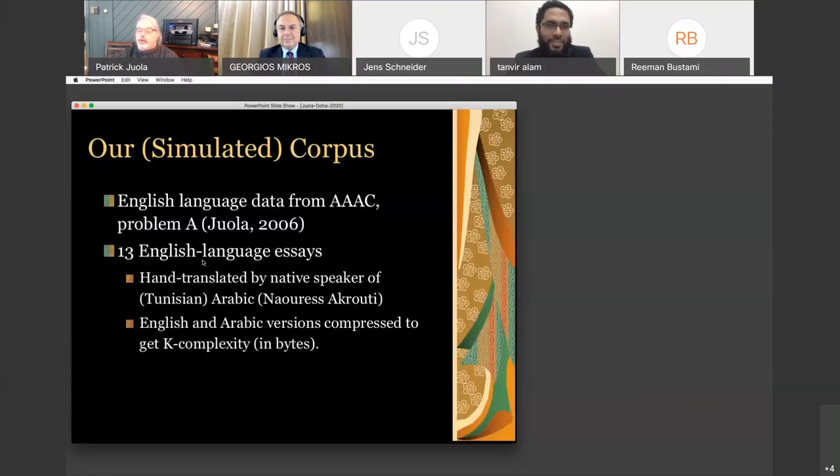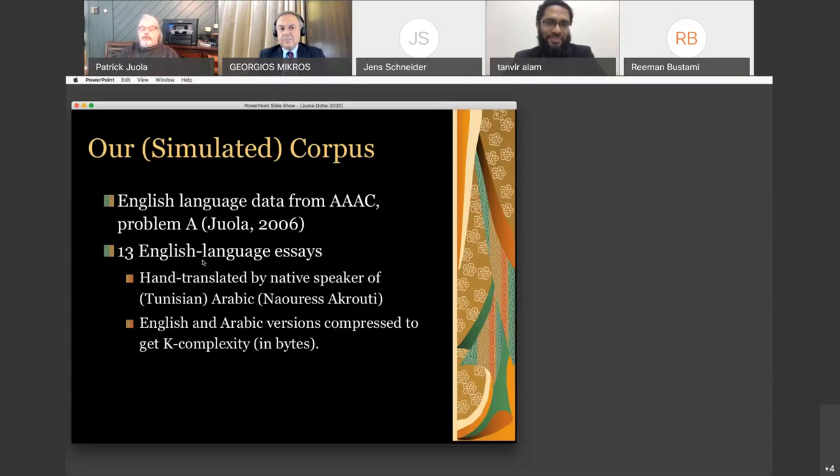Our simulated corpus, I say simulated because I can't get access to very many people who write both Arabic and English, not in the middle of the United States. It's all I can do to find hummus at the grocery store. I live in that part of the world, I'm afraid.